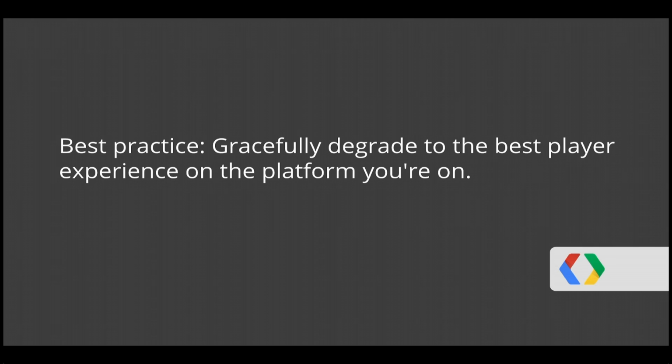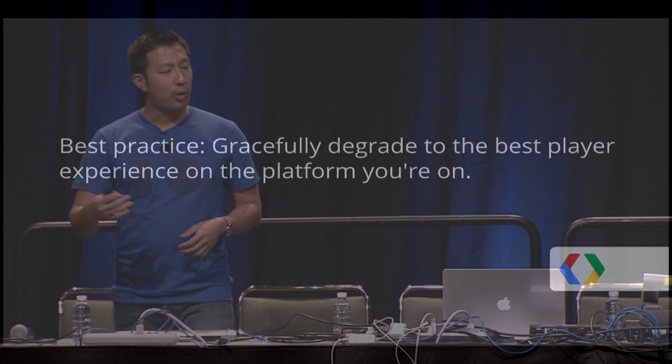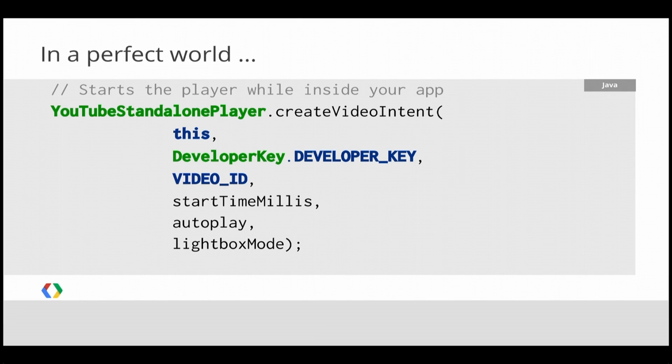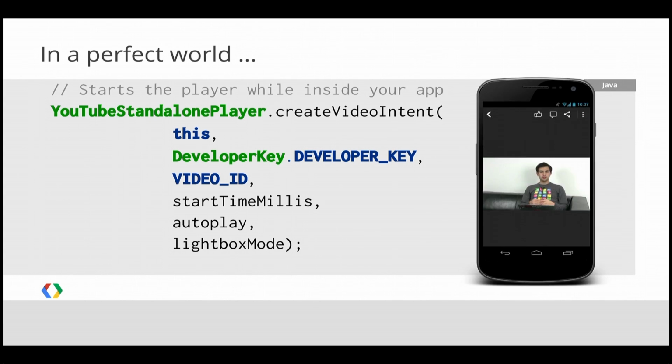So let's start talking a little bit about best practices. As a best practice, it's good to gracefully degrade to the best player experience on the platform you're on. So what does this mean? In a perfect world, let's say we wanted to have a YouTube standalone player. Now, this code is from the YouTube Player API. You copy-paste this in, import the jar file, import your developer key, and you should be able to play YouTube videos. But that's a perfect world.